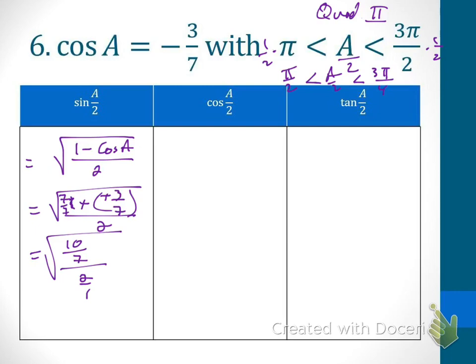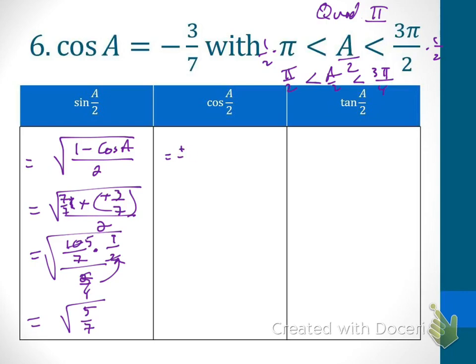Put 2 over 1, flip and multiply. Now you can cross simplify here. You're multiplying, not adding or subtracting. So you can divide the 2 and the 10 out and get 5 here. That leaves us with the square root of 5 over 7, at which point, again, you can separate and then rationalize or just leave it like that. I'm fine. Okay? Now, cosine of the half angle, let's work through that.